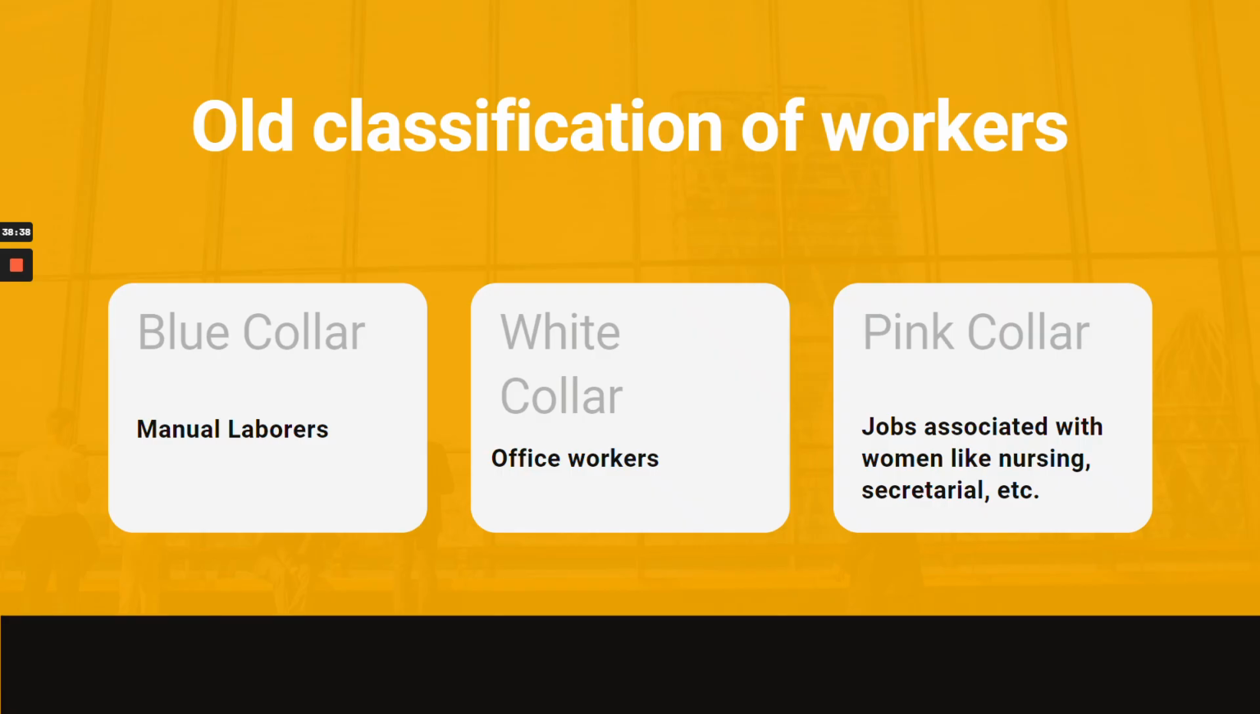Now we have the old classification, or the classifications of workers. So in the past, we call them blue collar, white collar, pink collar. So the blue collar are those that are doing manual labors. The white collars are doing office works. And the pink collars are those associated with women, like nurse, secretarial, teachers. So those are the pink collar jobs.